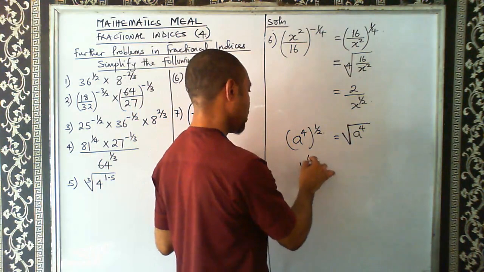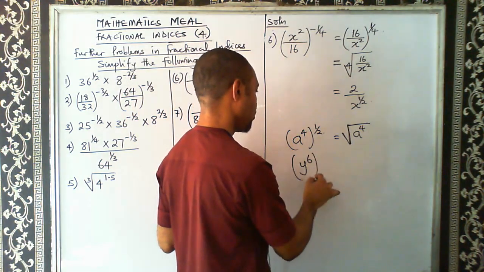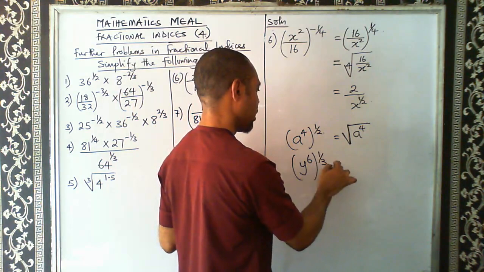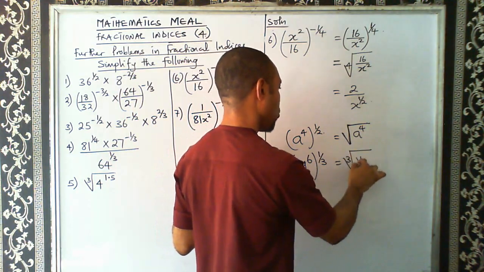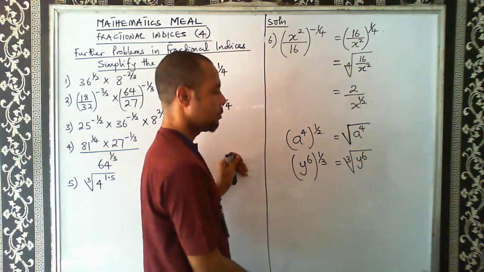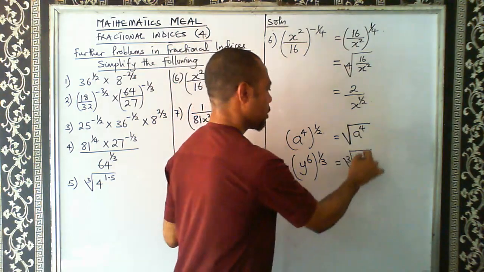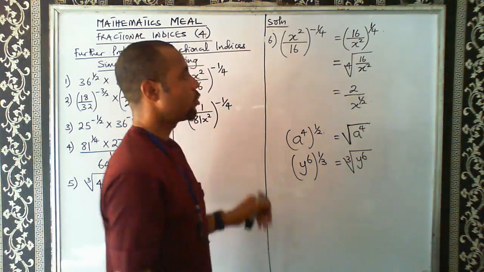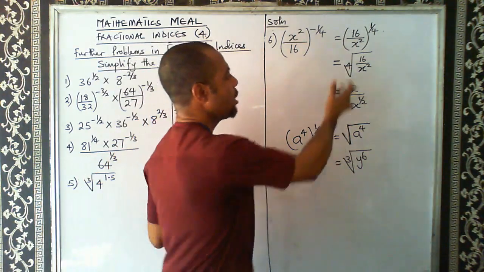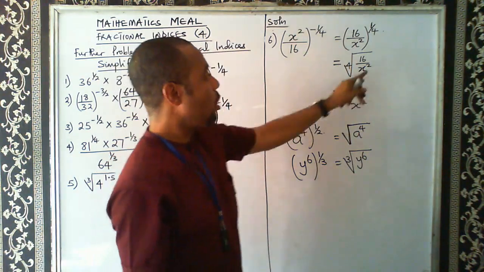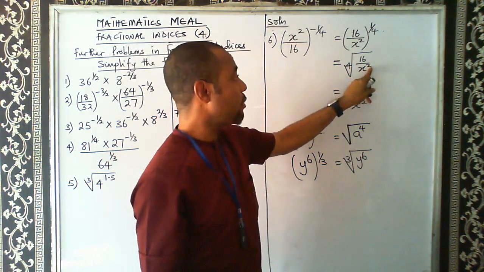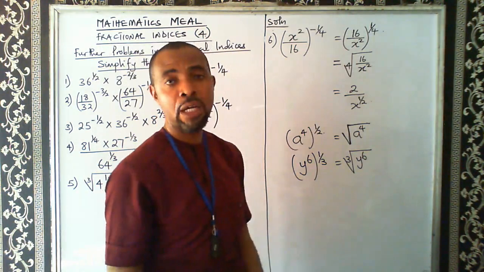Y raised to power 6 raised to power 1 over 3 is the same thing as saying cube root of what? Y raised to power 6. Right? So when you want to find the root of a letter, use the power of that letter and multiply it by the reciprocal of the root.